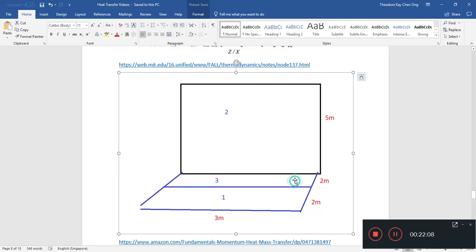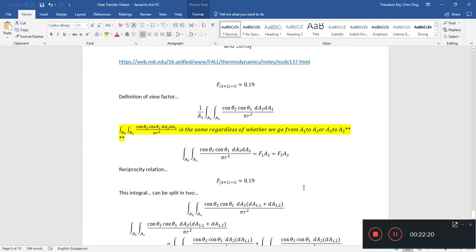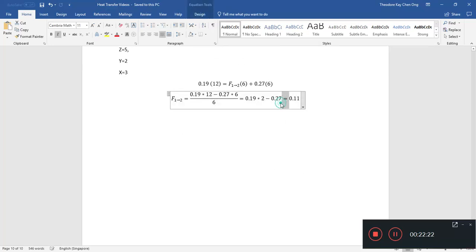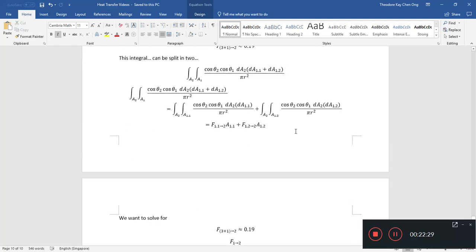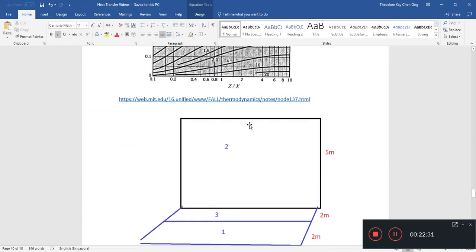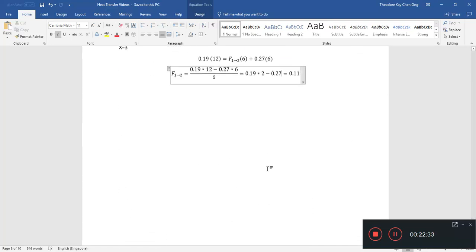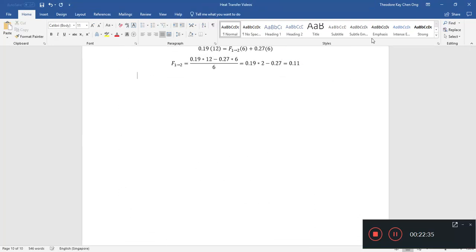So because this is closer, there's probably going to be a larger view factor. Because they are closer to each other, they cover more of each other's areas. They see more of each other, so to speak. Alright? So that makes intuitive sense. So this is just one application and example problem of a view factor. And of course, last thing to iterate before I go.